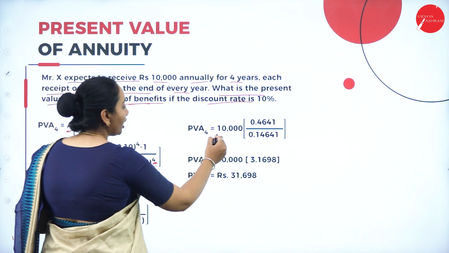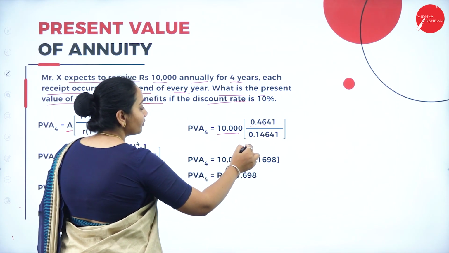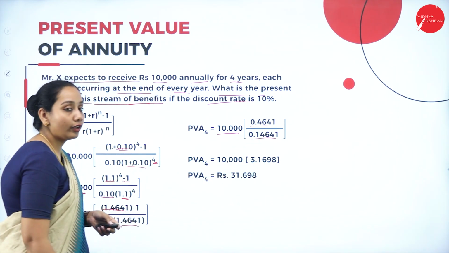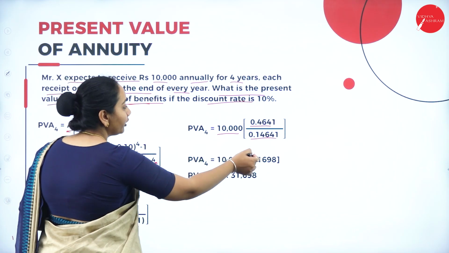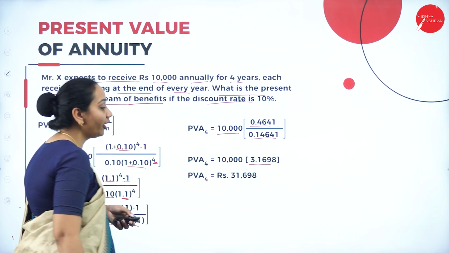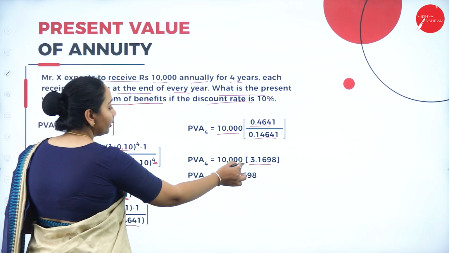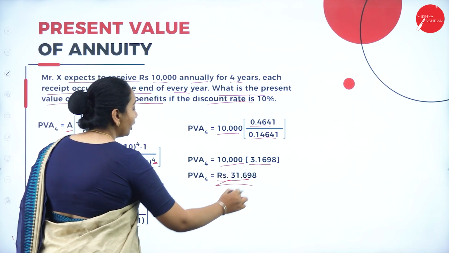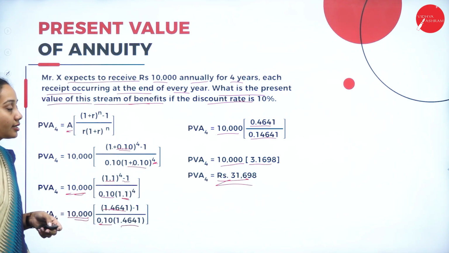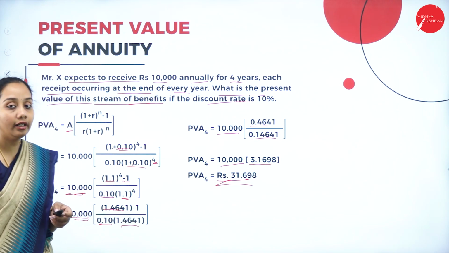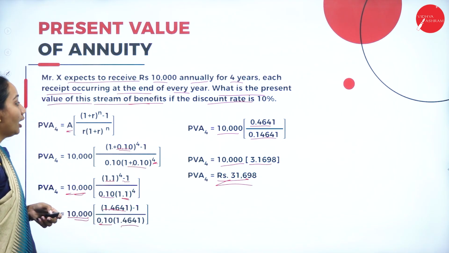So next step, 10,000 into 0.4641 divided by 0.14641. So if we divide these two, then we'll get 3.1698. So if you multiply with 10,000, we'll get a total of rupees 31,698. This is how you calculate the present value of the annuity.